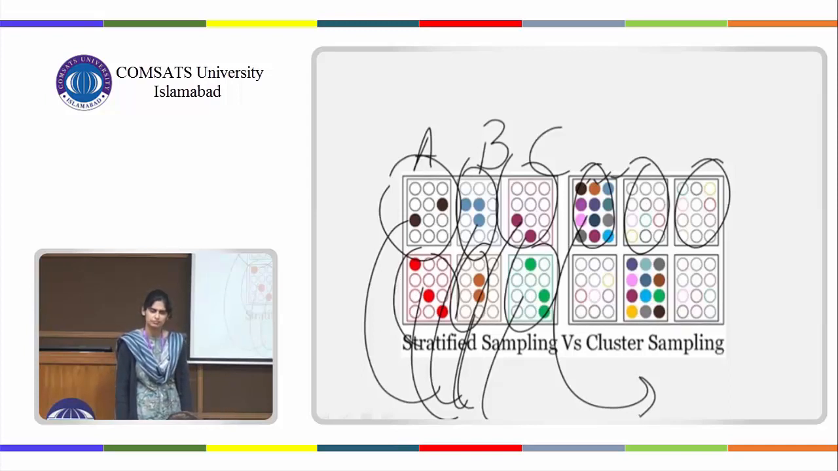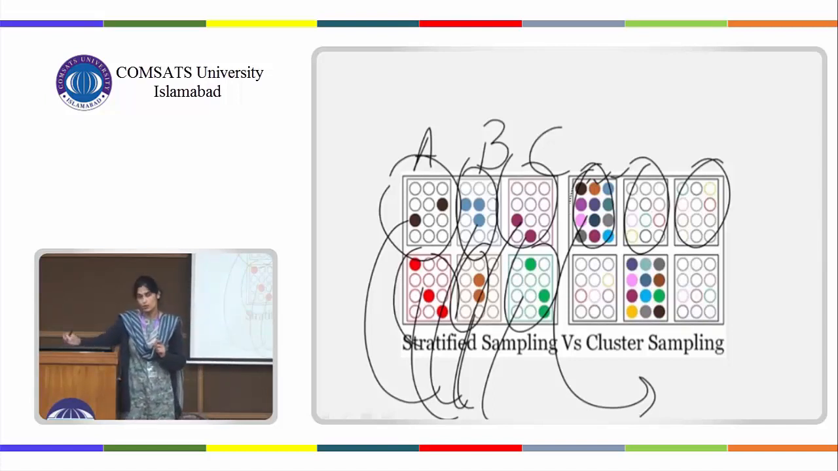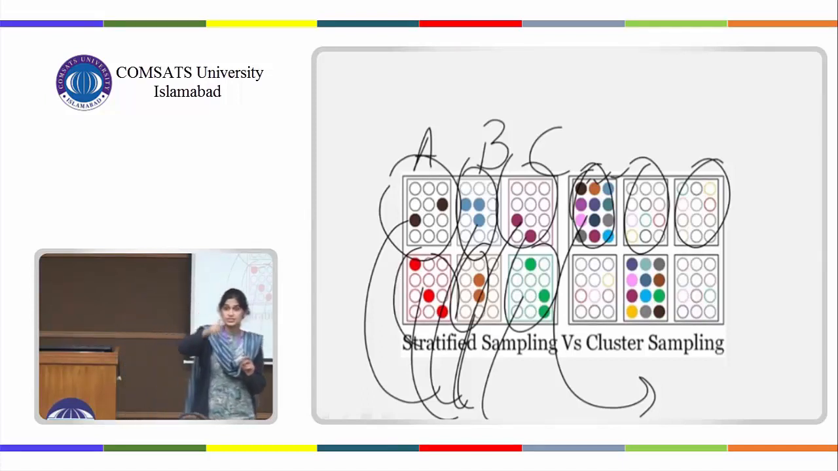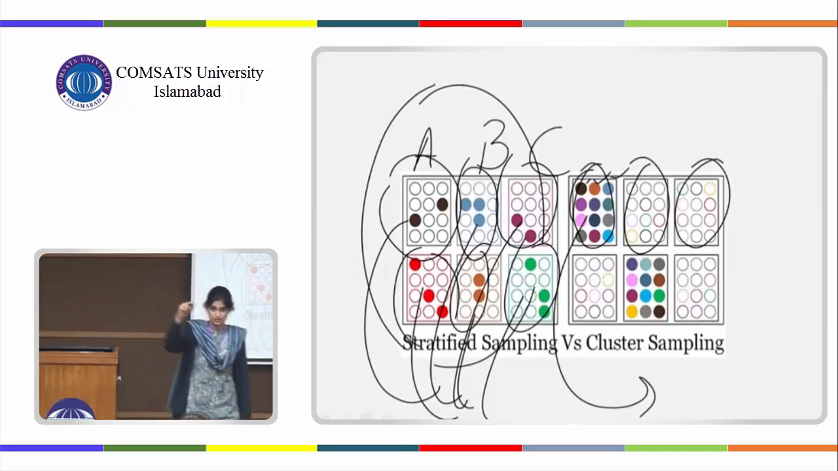Doesn't that become a cluster sample? It becomes a sample after that, right? The cluster is here. Once you've chosen it, it becomes a sample. The sample needs to be representative of the population. What's the population? All of this is population. So it would include all the elements of the population.